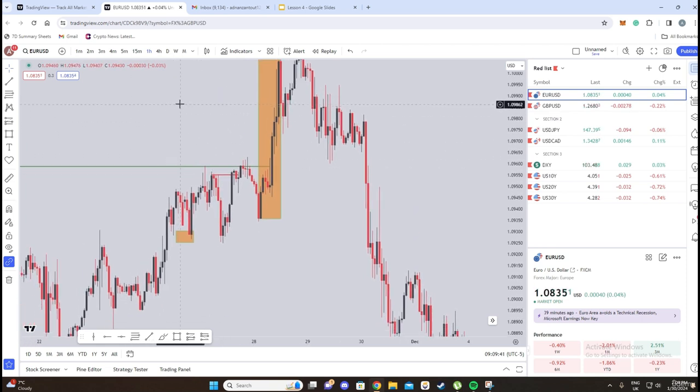So what do we see first? Consolidation over here, right? The market is just building orders.